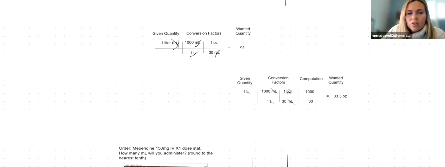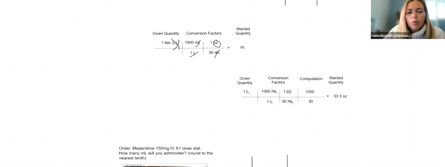Once it matches what your wanted quantity is, go ahead and circle it, and that'll help you out when you do 2-factor and 3-factor problems, just to keep yourself kind of organized. Now we're ready to do the math. So like I said earlier, step 4 was multiplying your numerators, which will be 1 liter times 1,000 milliliters times 1 ounce, which is 1,000. And then you're going to multiply your denominators. So 1 times 30. So basically all you're going to need to do is divide 1,000 by 30 to get 33.3 ounces, which is your answer. So pretty simple with 1-factor.